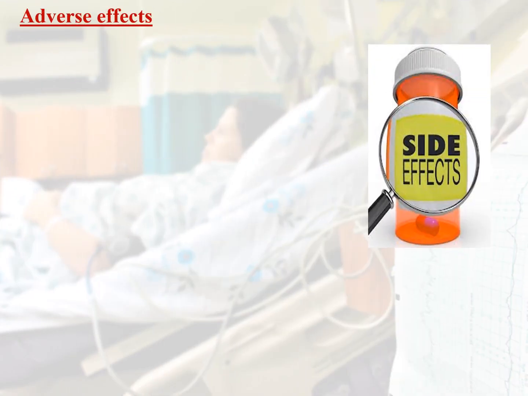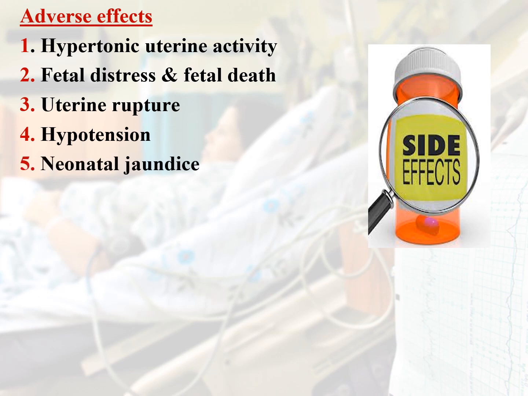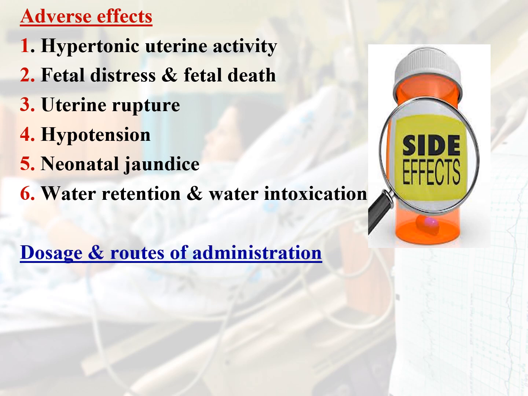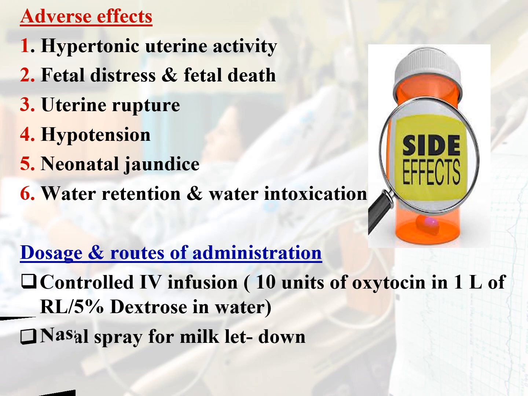The adverse effects of oxytocin includes hypertonic uterine activity, fetal distress and fetal death, uterine rupture, hypotension, neonatal jaundice, water retention and water intoxication. The dosage and routes of administration of oxytocin: controlled IV infusion 10 units of oxytocin in 1 liter of RL or 5% dextrose in water, nasal spray for milk letdown.